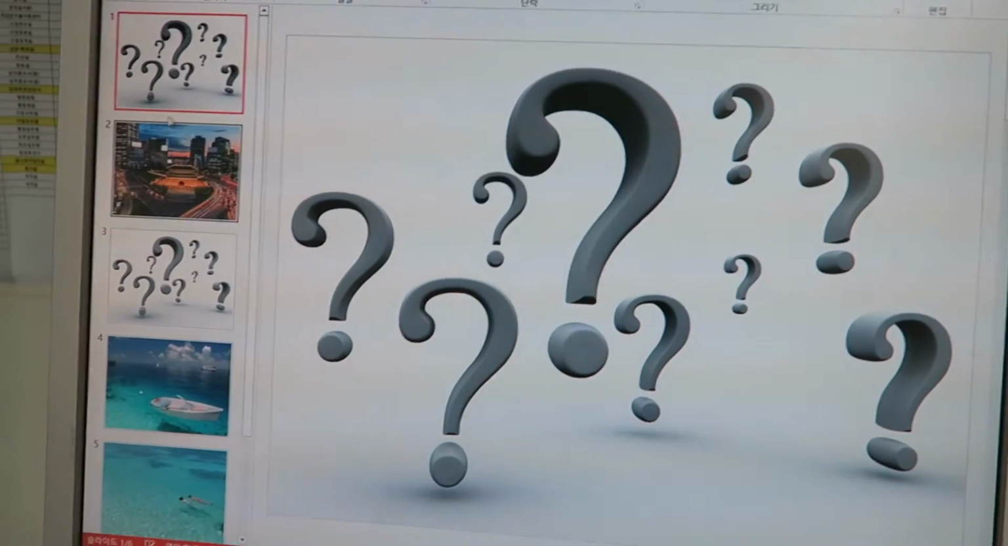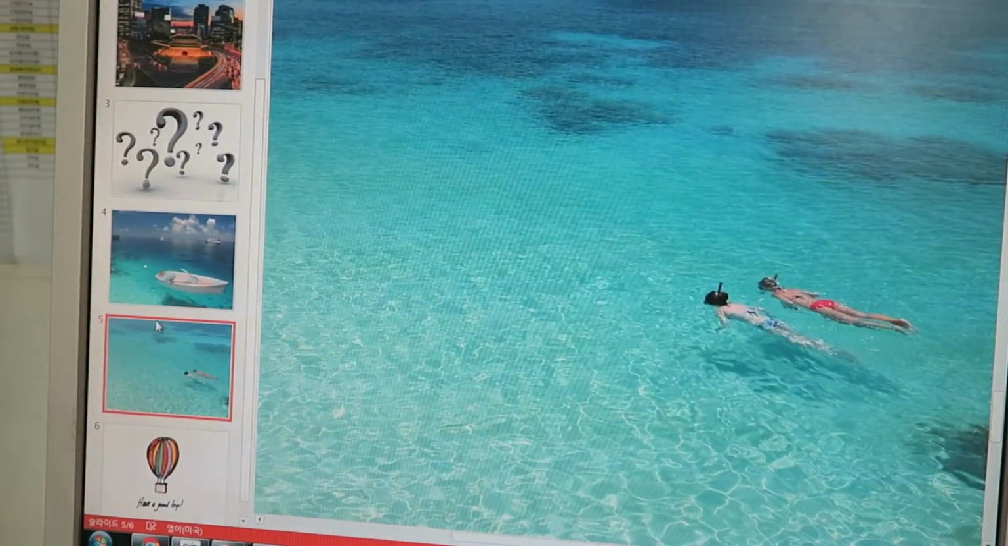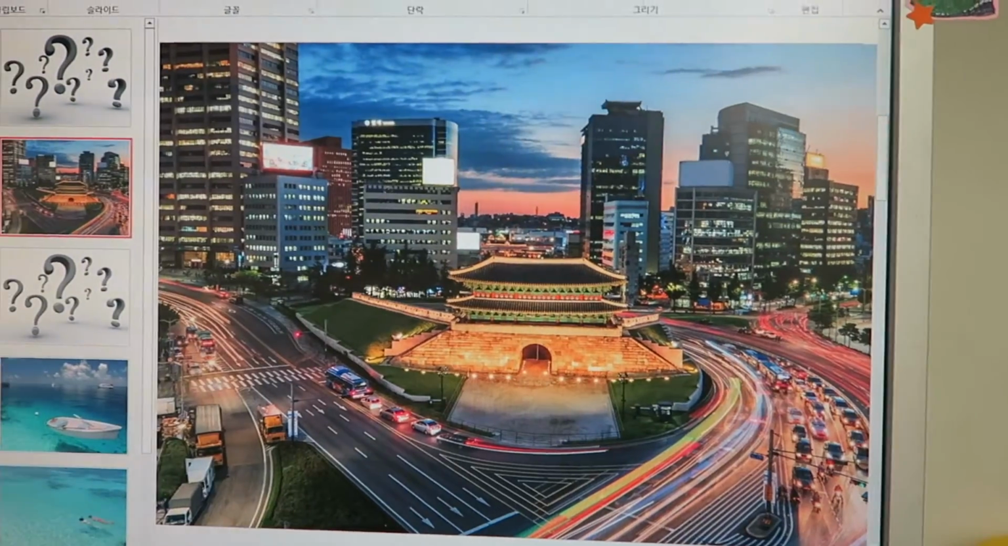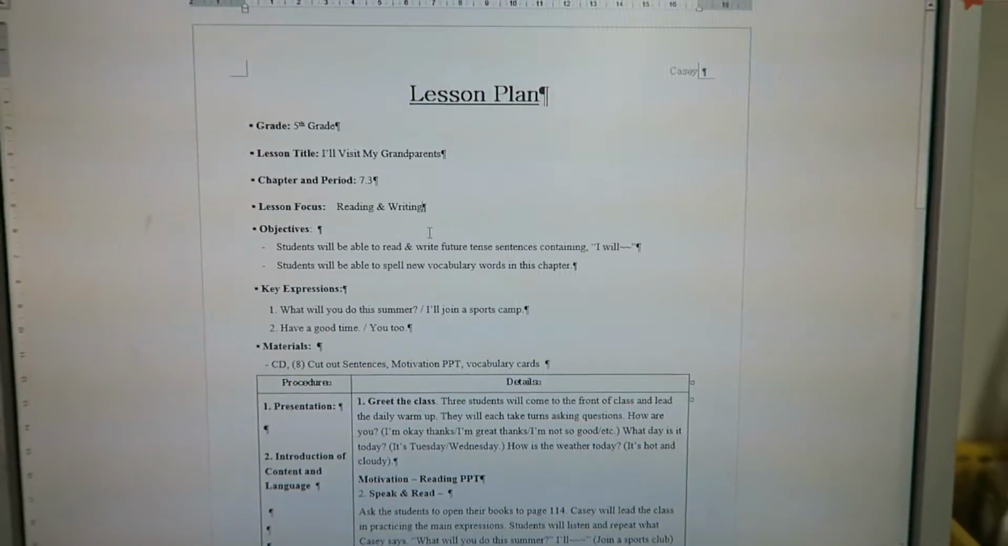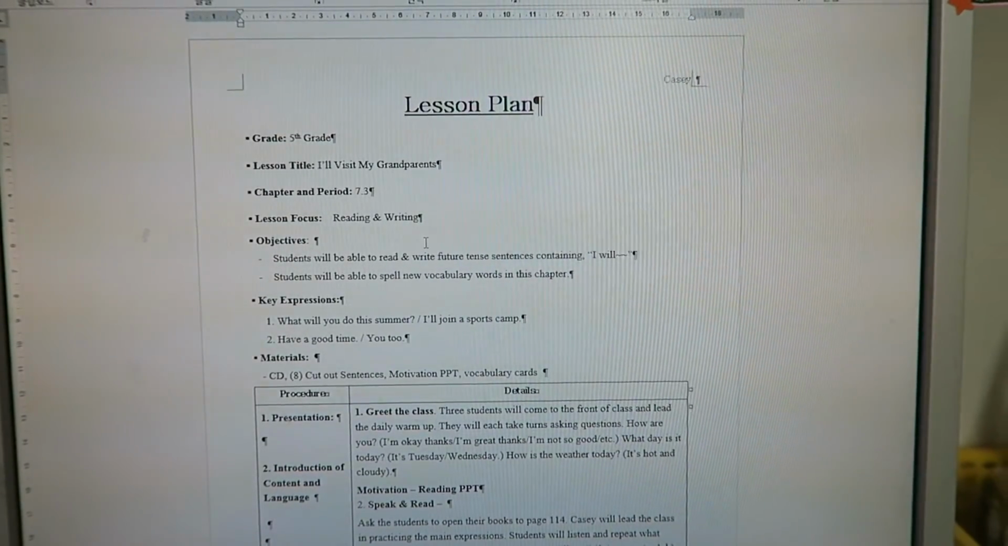It really helps to have strong visuals. That way the students are engaged and it's interesting. It's more fun, right? So that's motivation.